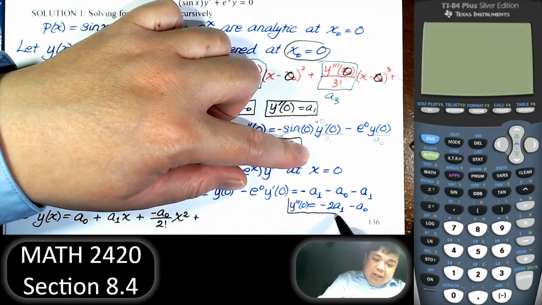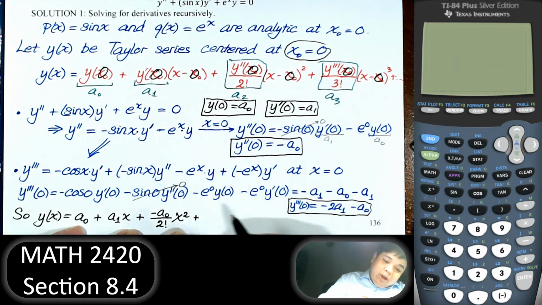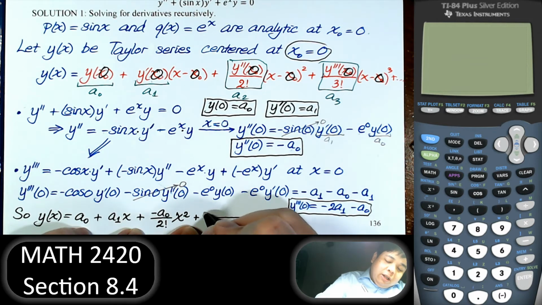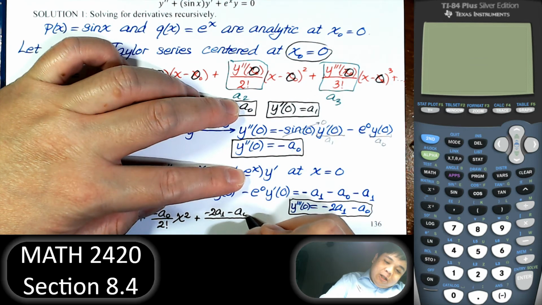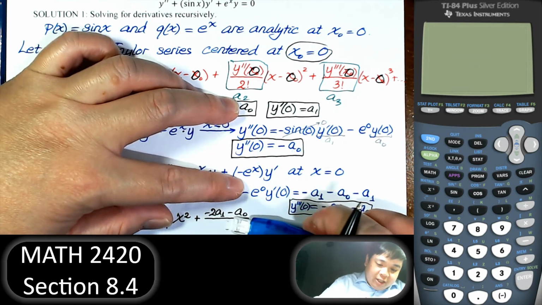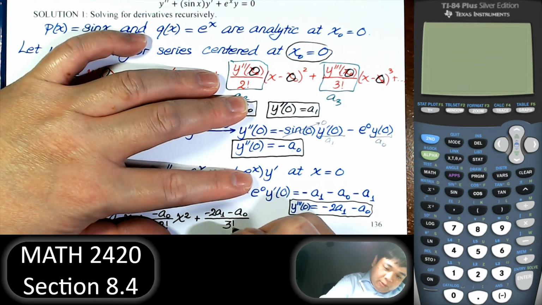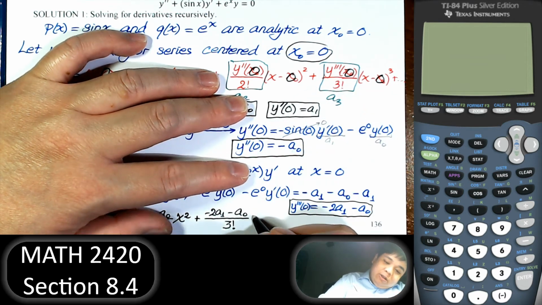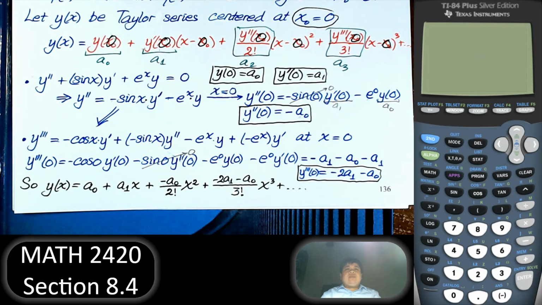The third derivative is equal to this, so we substitute that in. So we have negative 2a1 minus a naught divided by 3 factorial, which is 6. I'll just write 3 factorial for now. And then x minus 0 cubed. But that series can go on forever. Of course, if we just keep taking derivatives like this, we can get terms one by one, recursively.